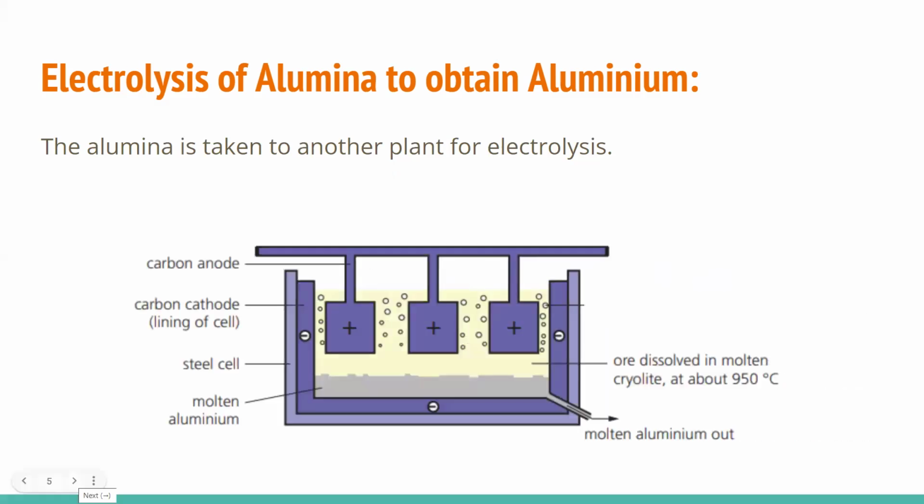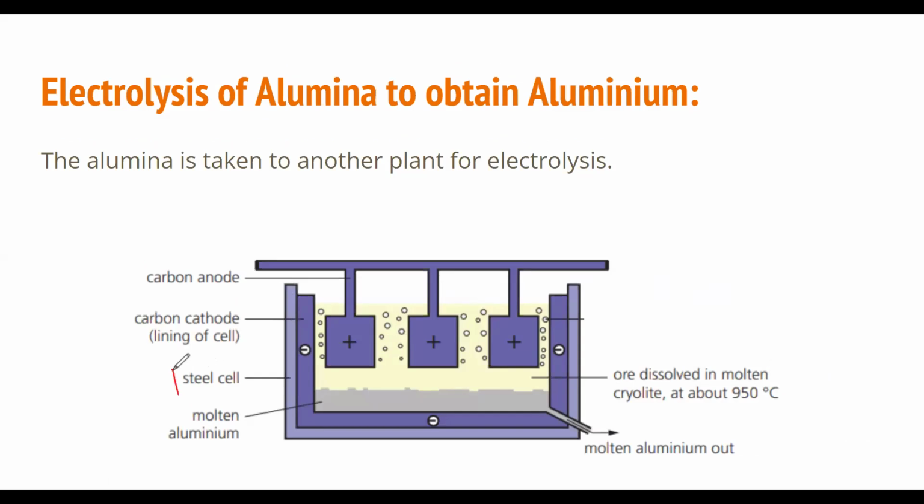See, this is the setup. Let's have a look at it very closely. The first thing we should notice is this steel container, the steel cell. We have a big steel case in which the whole process of electrolysis takes place. Then this steel cell is lined with carbon. This is the lining of the container and it is done by carbon. We know that carbon is a very good material for electrodes, so we are using it.